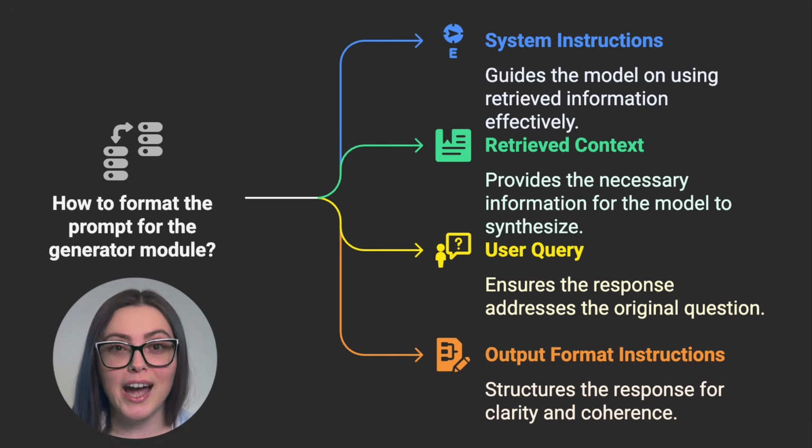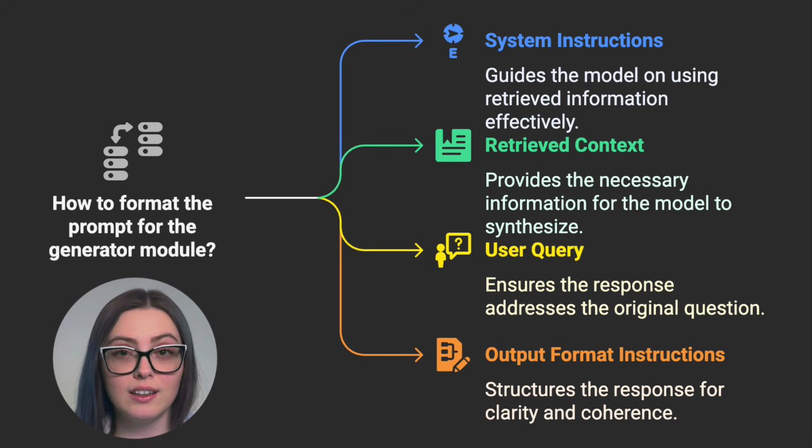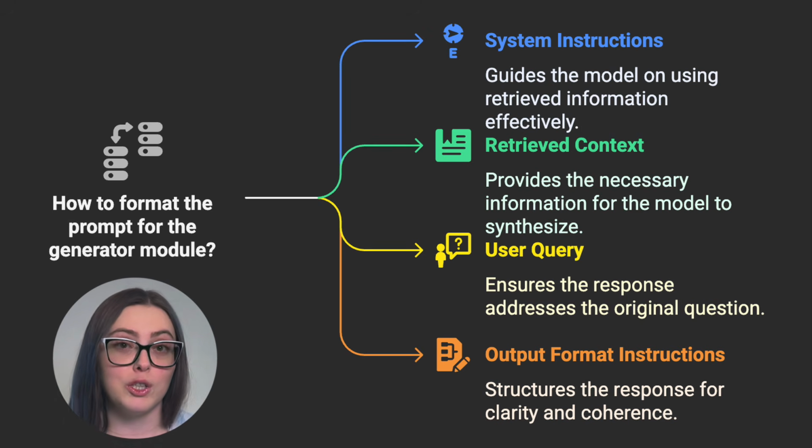The generator module is typically a large language model like GPT-4, Claude, or Llama. Its job is to synthesize the retrieved information with the original query to produce a coherent, accurate response. The way we format the prompt for the generator is really critical. A typical RAG prompt includes system instructions where we're telling the model how to use the retrieved information. It also includes retrieved context, the information retrieved from the knowledge base.